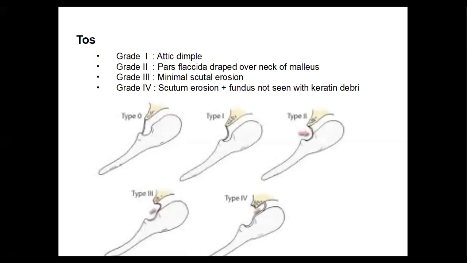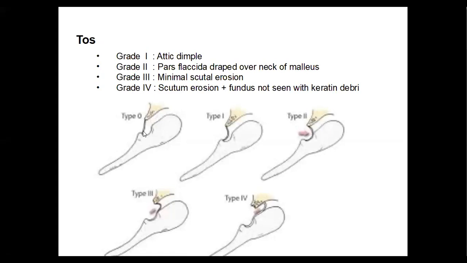So coming to the pars flaccida, if it is intact, say it is normal and intact. If you find there is a retraction of pars flaccida, then you have to grade according to the Tos grading of pars flaccida retraction. So what are they? See, this is the handle of malleus, this is the lateral process, then this is the head of the malleus. So this is the region of the neck. You can see this is the outer attic wall, or the scutum as we call it, and this is the region of the pars flaccida.